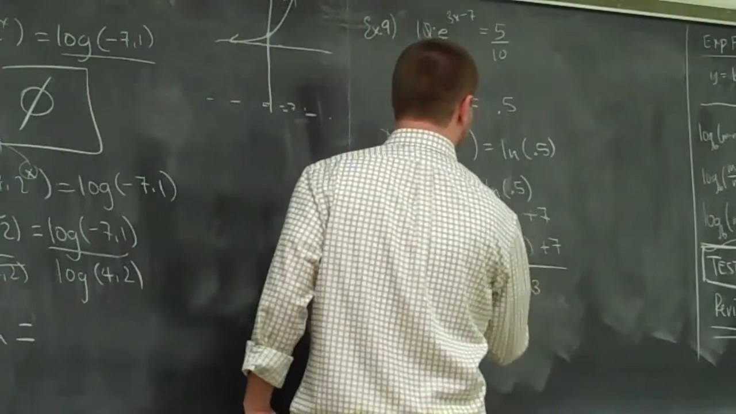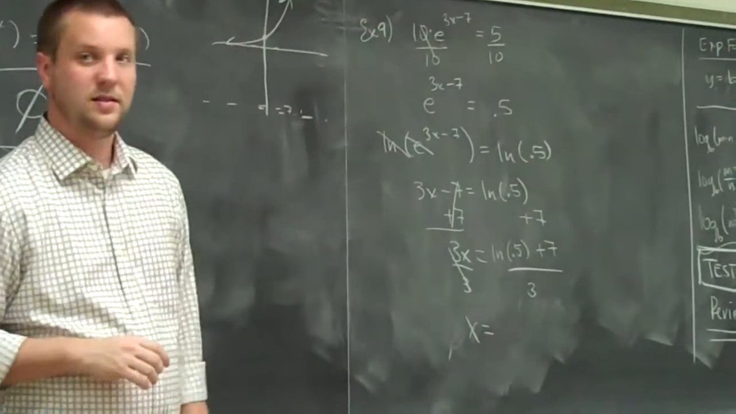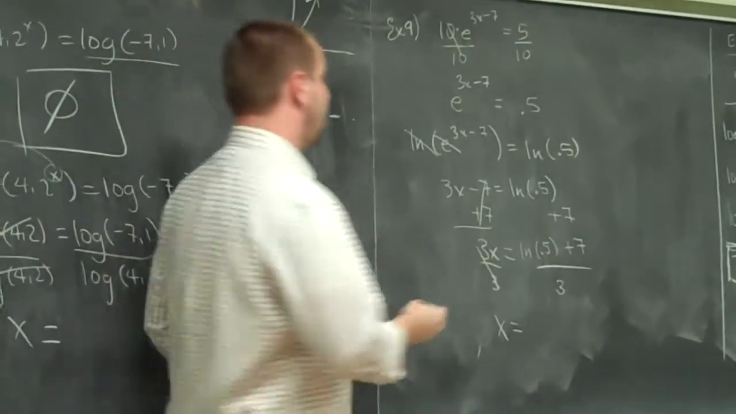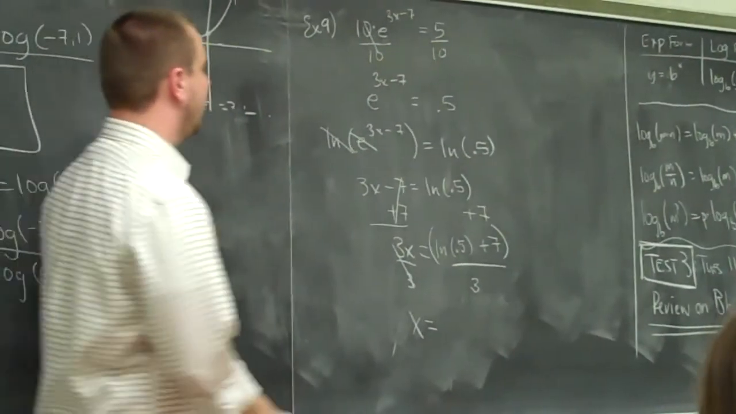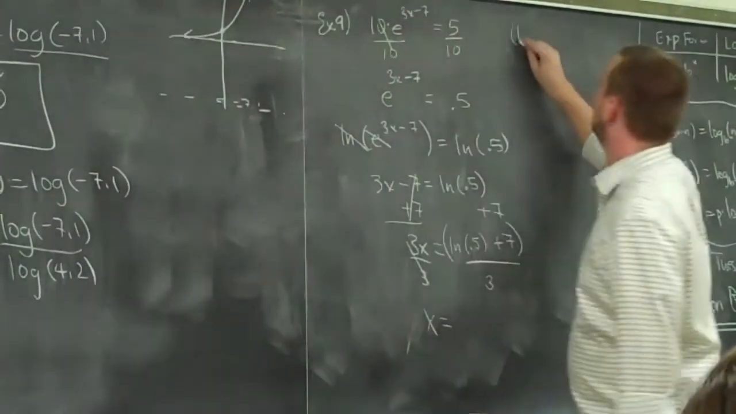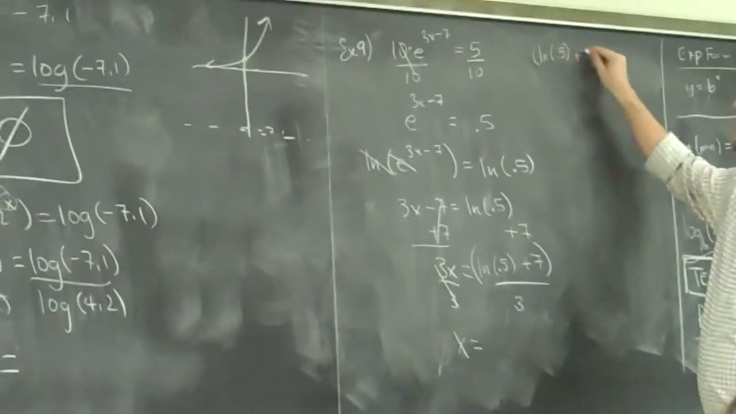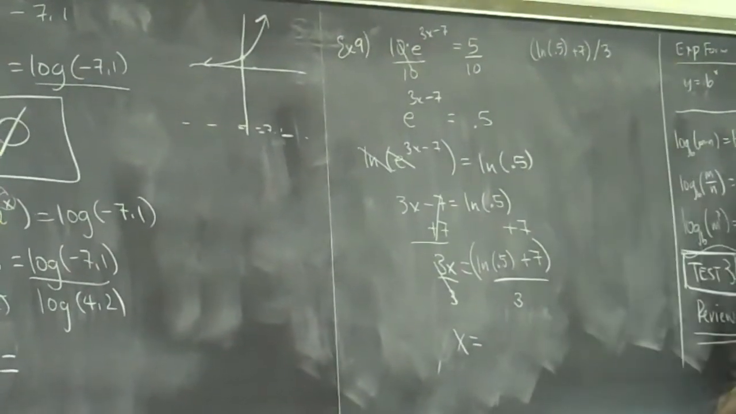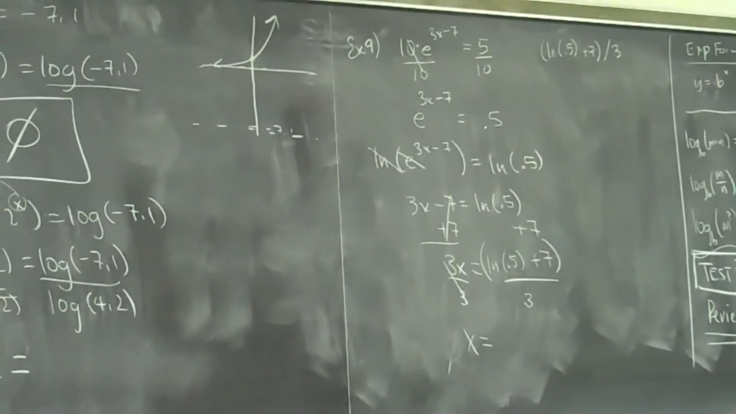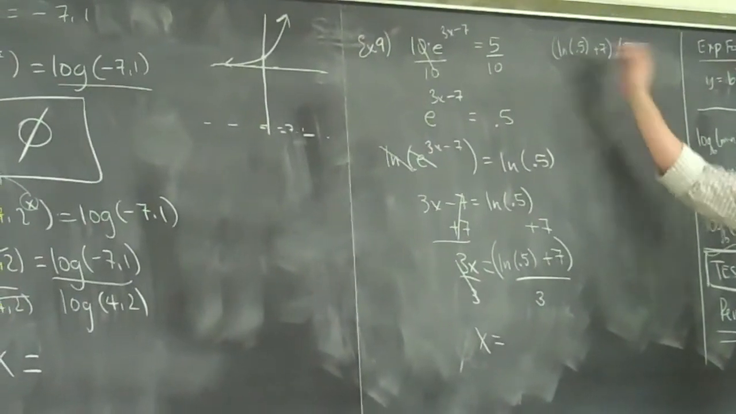And when you get around to putting this in the calculator, we normally don't write it, but you're going to need parentheses around that numerator. It needs to look like parenthesis, natural log, parenthesis, 0.5, close parenthesis, plus 7, close parenthesis, divided by 3. If you don't put those parentheses around your numerator, you're going to end up only dividing the 7 by 3, not the whole thing by 3.